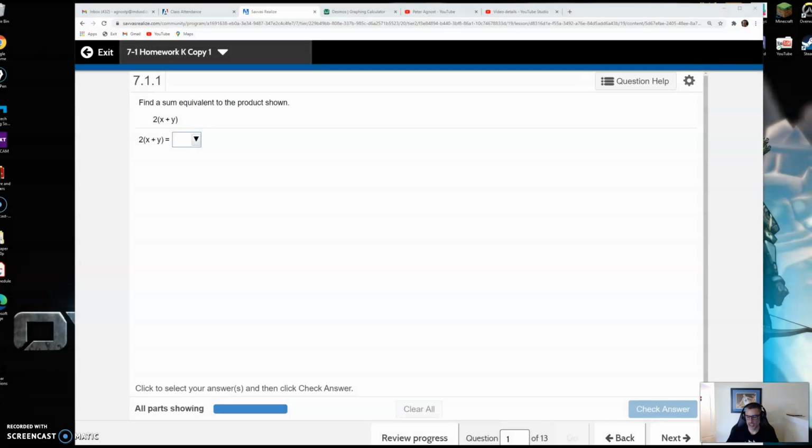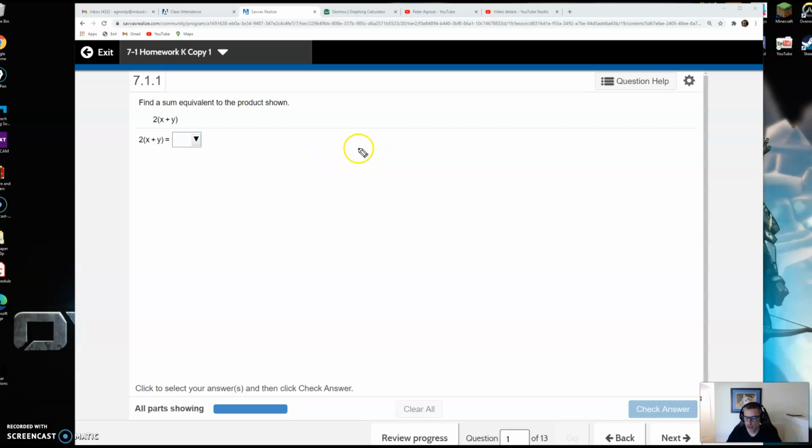All right, the first thing that we're going to talk about is the distributive property. Now, you guys learned about the distributive property in 6th grade, so hopefully this is a review. It says, find a sum equivalent to the product shown. Now, sum means addition and product means multiplication, all right?